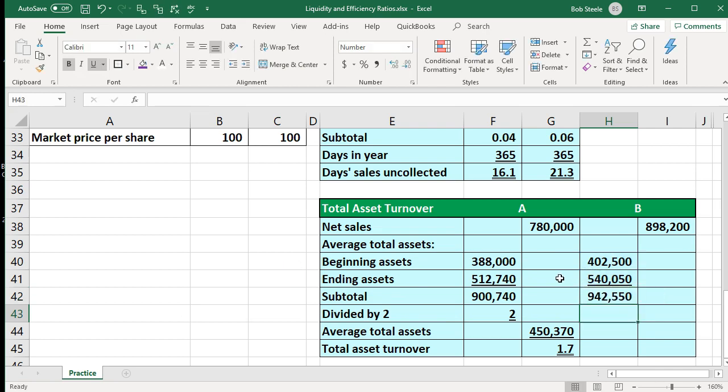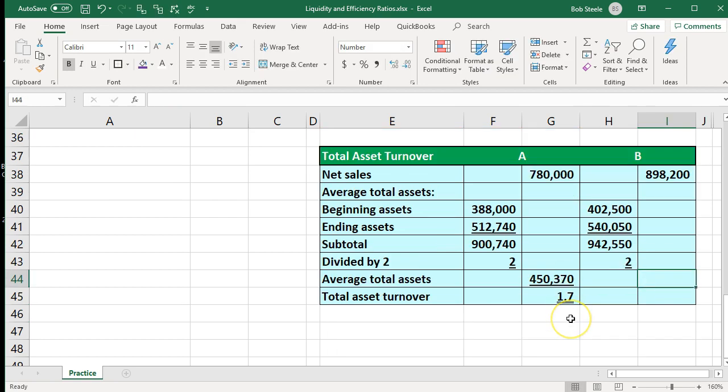That's the 942,550. Then we'll divide that by 2, and that'll give us our average total assets, which will be equal to the 942,550 divided by 2, or the 471,275. Now we have our net sales, we have our average total assets. We can then divide them out, which is equal to the 898,200 divided by the 471,275, or the 1.9.